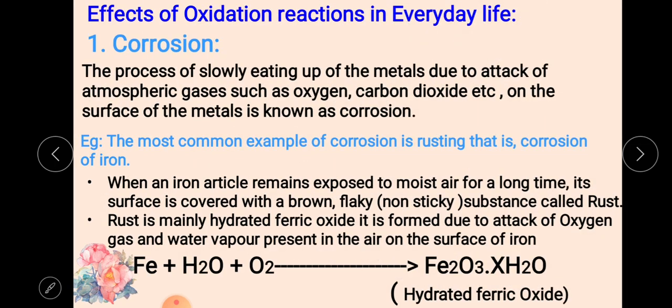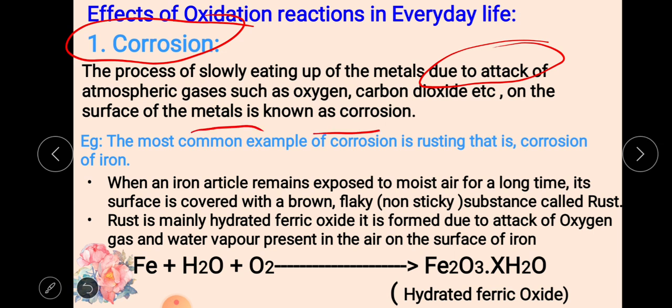Next concept, the last concept of the lesson, that is the effects of oxidation reactions in everyday life: corrosion and rancidity. First one is corrosion, second is rancidity. If oxygen is added to metals, what will happen? The process of slow eating away of metals due to attack of atmospheric gases such as oxygen, carbon dioxide, etc. on the surface of the metals is known as corrosion.